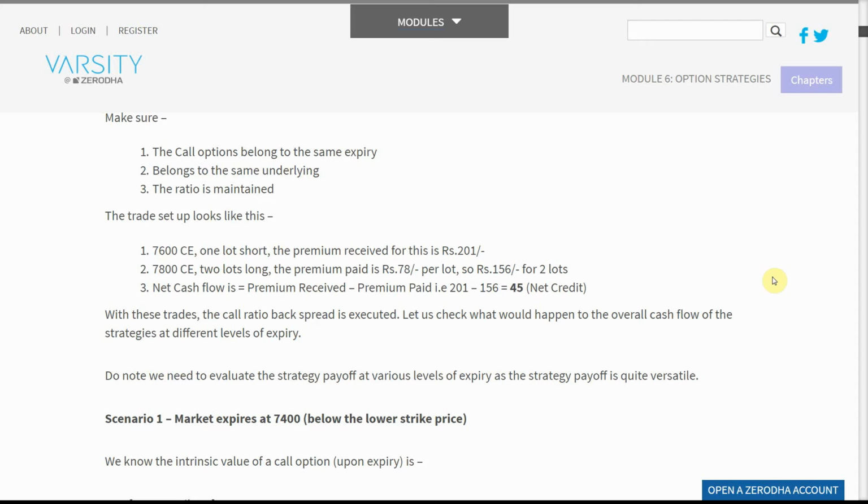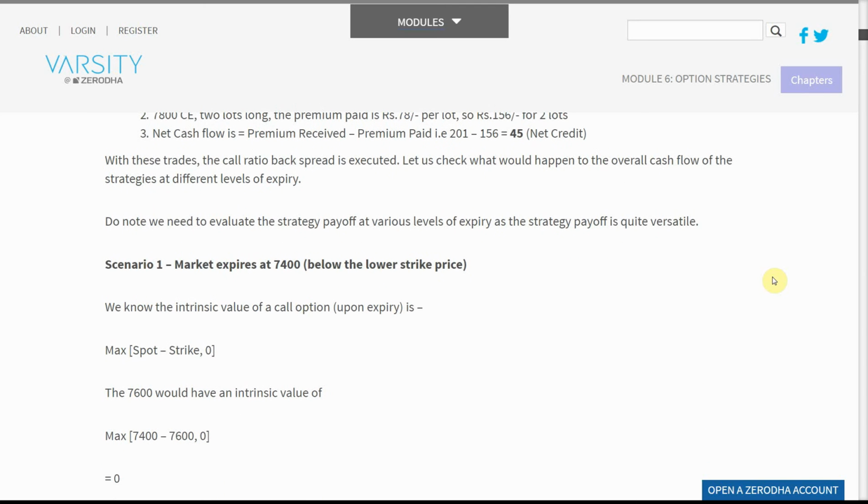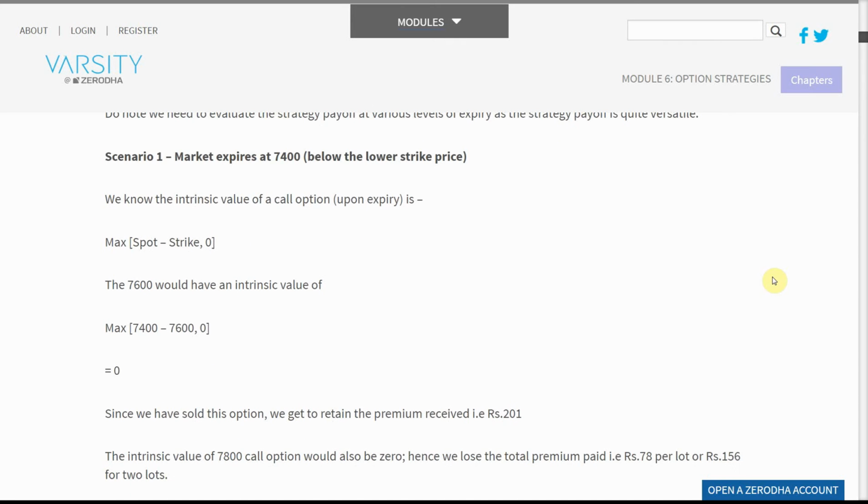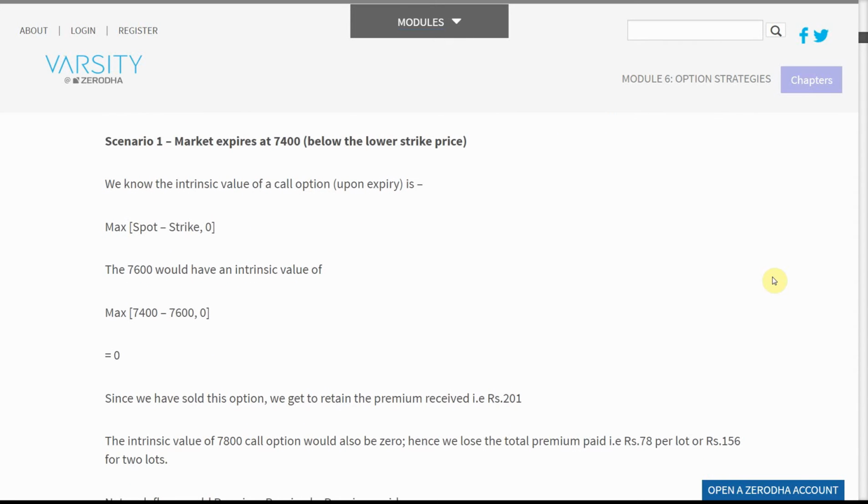Let us check what would happen to the overall cash flow of the strategy at different levels of expiry. Do note we need to evaluate the strategy payoff at various levels of expiry as the strategy payoff is quite versatile. Scenario 1: market expires at 7,400, below the lower strike price.